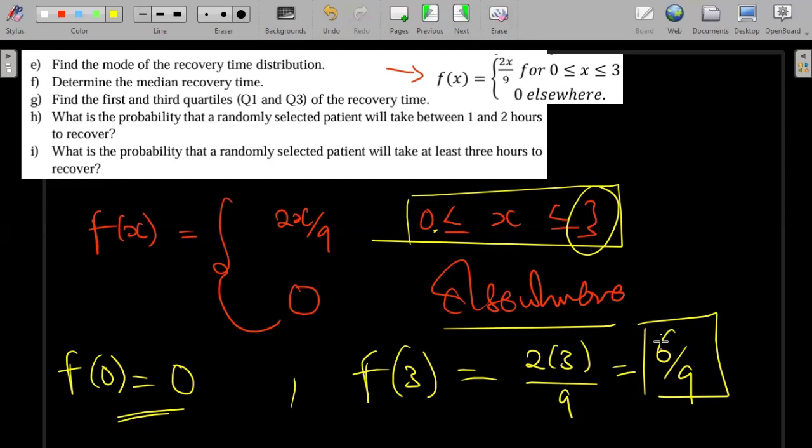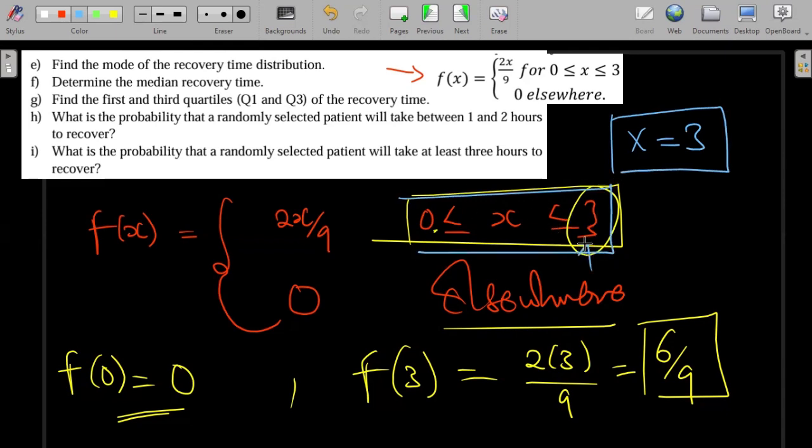So what value of x gives us the highest probability? That will be our mode. So our mode here, we're just going to say x is equal to what? 3. Because from this interval here, x equal to 3 will be the one that gives us the highest probability, which is 6 over 9.